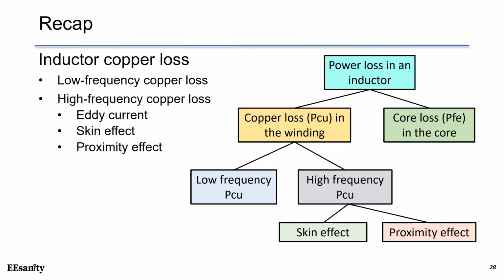Recap: in this lecture, we learned power loss in an inductor consists of copper loss and core loss. Copper loss in windings can be divided into low frequency and high frequency copper loss. High frequency copper loss can be caused by skin effect and proximity effect. In the next lecture, we will learn about core loss.